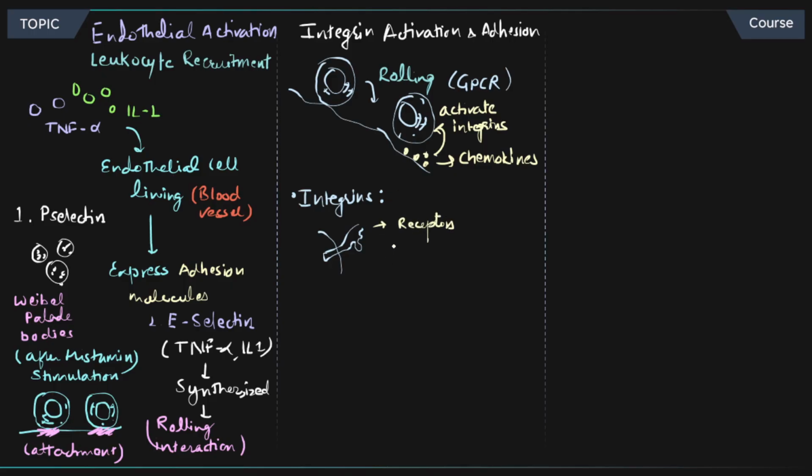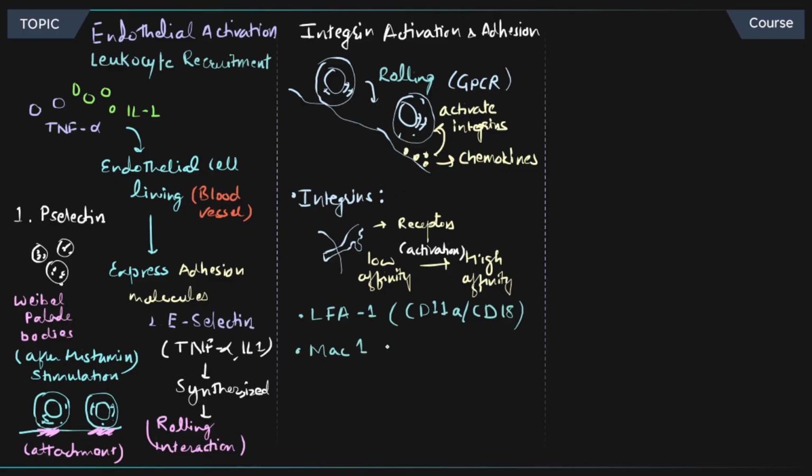Whenever there is activation, these receptors change their conformation and transition from low affinity to high affinity receptors, because they are really important in adhesion. So after activation, a low to high affinity change is going to happen. Examples are LFA-1, which is also known as CD11a/CD18, and Mac-1, which is CD11b and CD18. These are the really important integrins playing an essential role in this process.